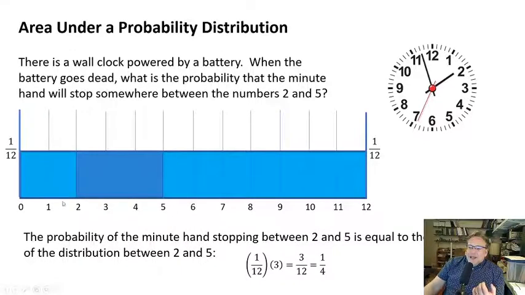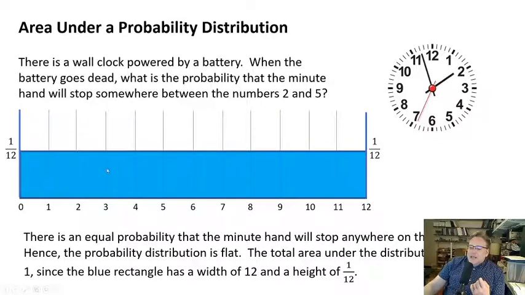So it's a rectangle that has a certain area to it, 1/12 in this direction and 3 in this direction. So the probability of the minute hand stopping between 2 and 5 is equal to the area of the distribution between 2 and 5. 1/12 times 3 is 3/12, or 1/4. Now that makes sense, doesn't it? From 2 to 5, that's 1/4 of the entire circumference of the circle. That's from here to here. And so it makes complete sense that there would be a 1/4 probability that this minute hand is going to stop somewhere between 2 and 5.